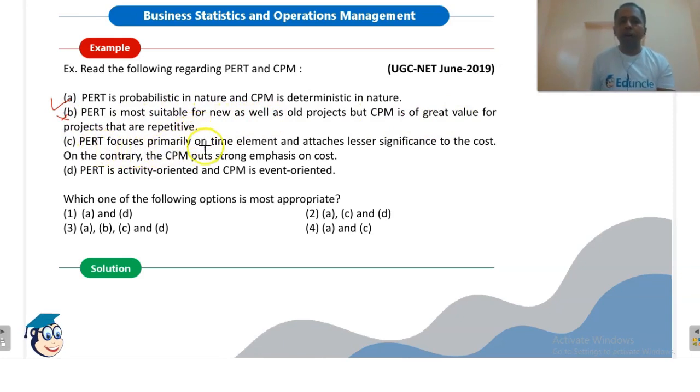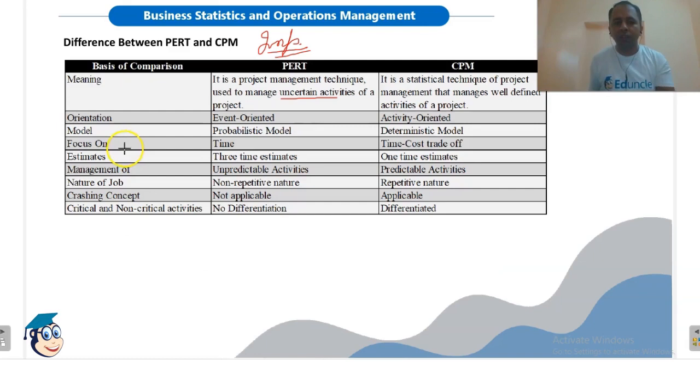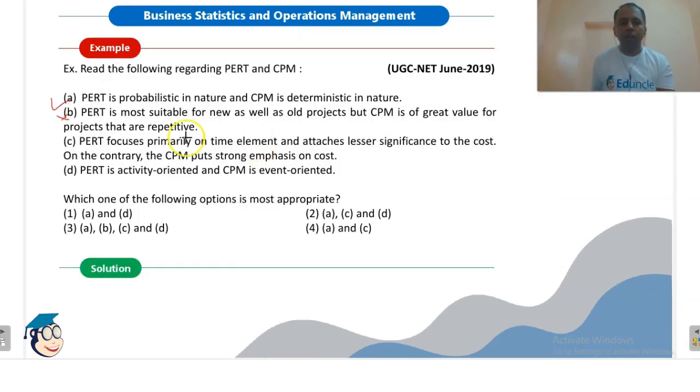PERT focuses primarily on the time element and attaches lesser significance to cost. On the contrary, CPM puts strong emphasis on cost. We have seen this also, that CPM is a time-cost trade-off while PERT focuses on timing and not on cost. So this is true. PERT is activity oriented and CPM is event oriented. This is wrong. PERT is event oriented while CPM is activity oriented. So the correct statements are A and C, and we will find this in option 4. So this is the right answer.